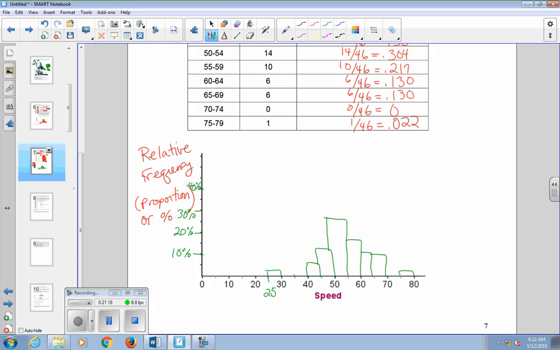So notice this doesn't give us anything really different from the previous histogram. It's just that the vertical axis has been rescaled.